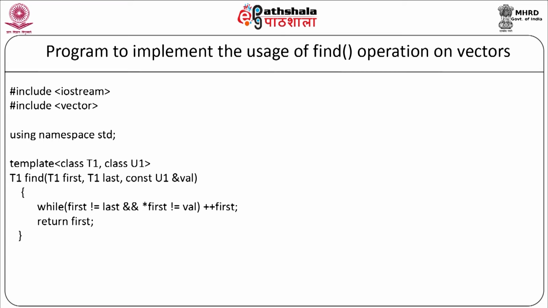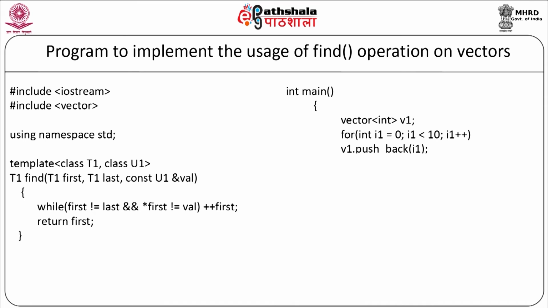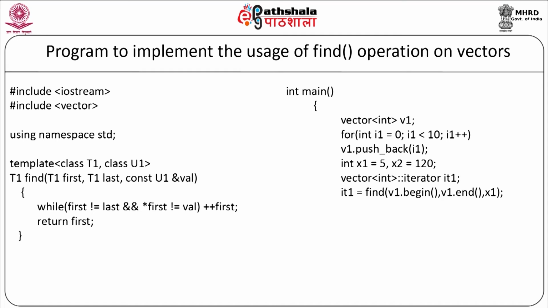End of the function. We will start with our main program: int main, vector<int> v1; for (int i1 = 0; i1 < 10; i1++) v1.push_back(i1); int x1 = 5, x2 = 120; vector<int>::iterator it1; it1 = find(v1.begin(), v1.end(), x1). So, it is trying to find the value of 5 inside the vector.